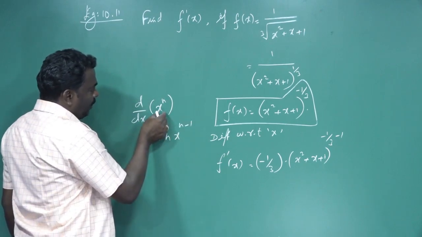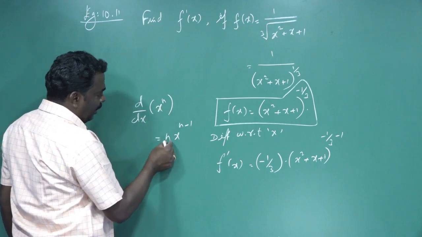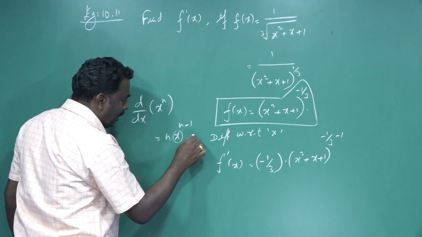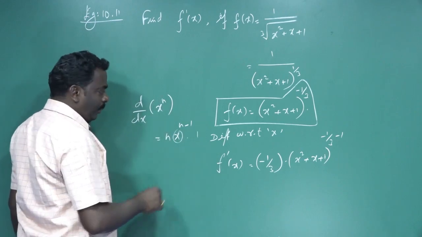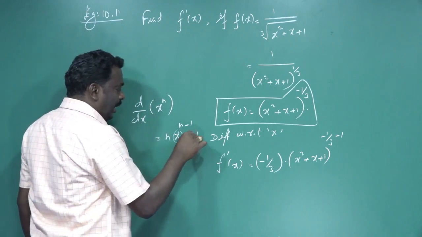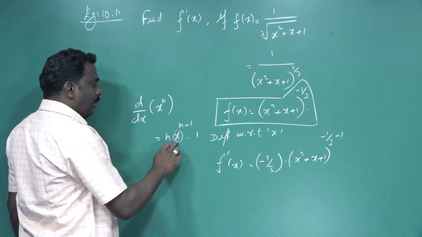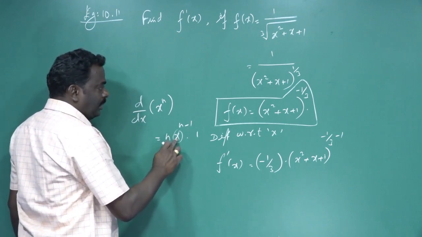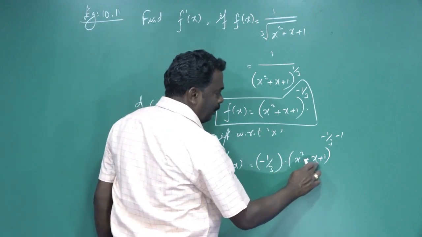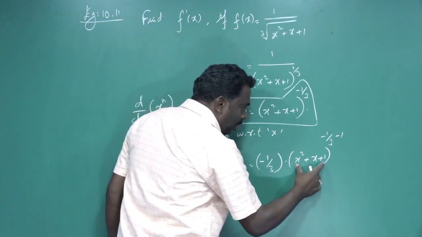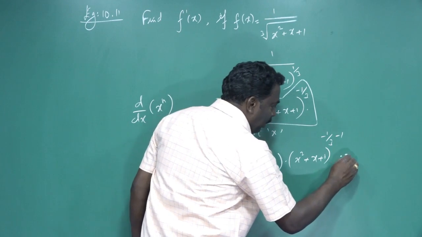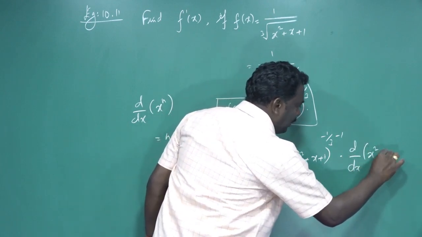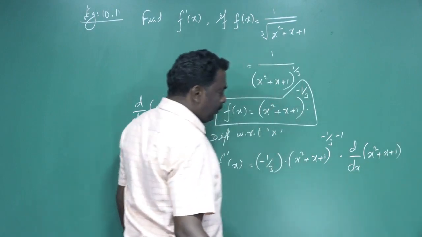If you are applying this derivative of x power n as n into x power n minus 1, and if you differentiate this x term with respect to x, it becomes 1, it is understood. So no need to write it again every time as 1. If any other term is in place of x, we have to differentiate that term. Now instead of x, we have the term x square plus x plus 1. Now again we want to differentiate within the bracket term, d by dx of x square plus x plus 1.